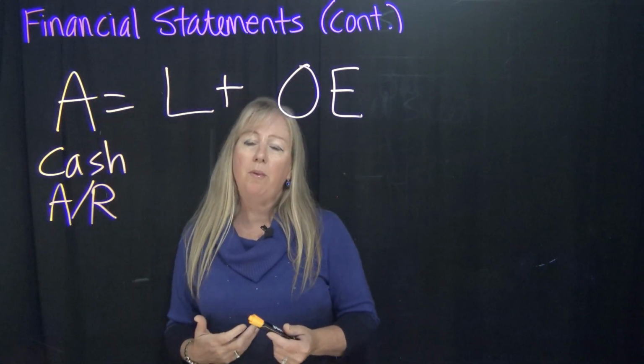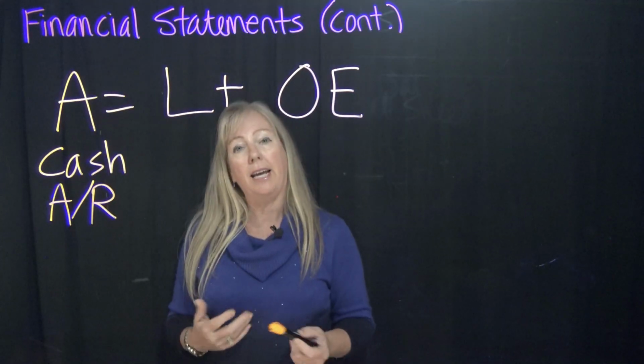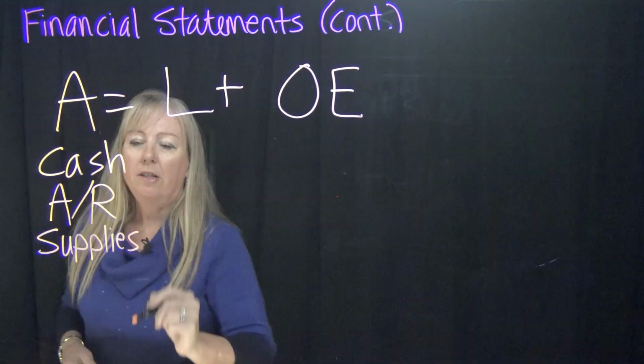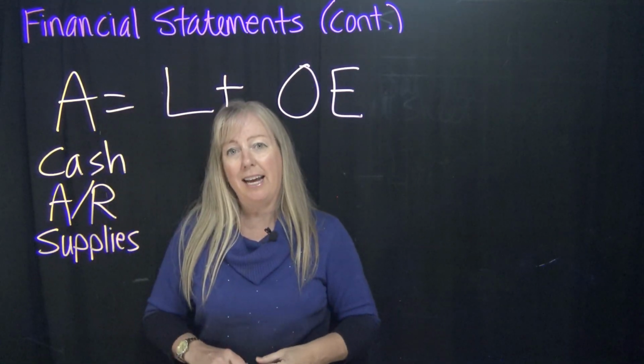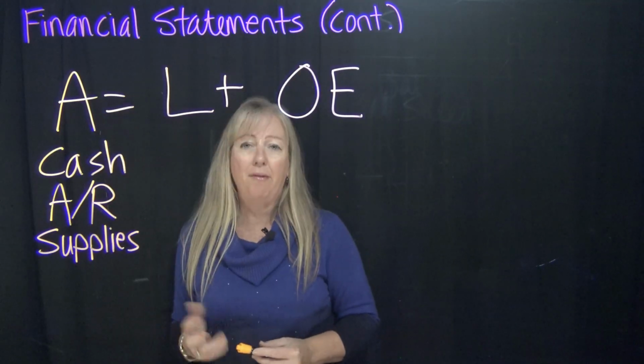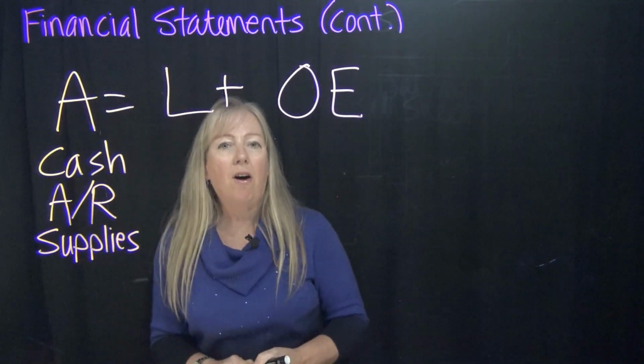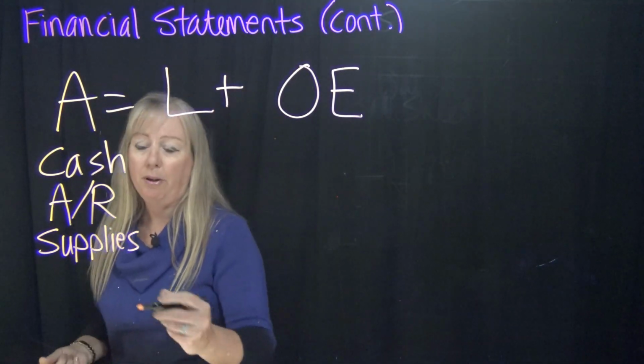The accounts receivable will usually be collected in about 30 days. Supplies will take longer. Supplies will last longer than 30 days, so that's why we're going to put them after accounts receivable. Then we'll have our long-term assets, such as buildings or equipment.